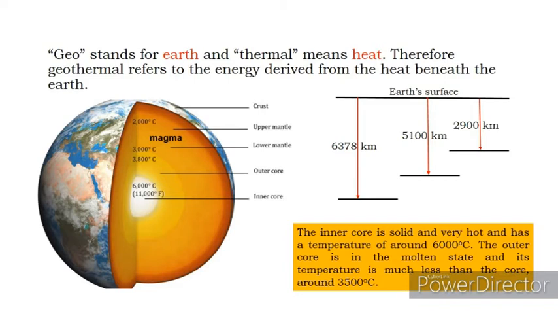The inner core is at about 6,300 km depth from the Earth's crust. The outer core is about 5,100 km deep, and the mantle, which contains the magma, is at a depth of 2,900 km.